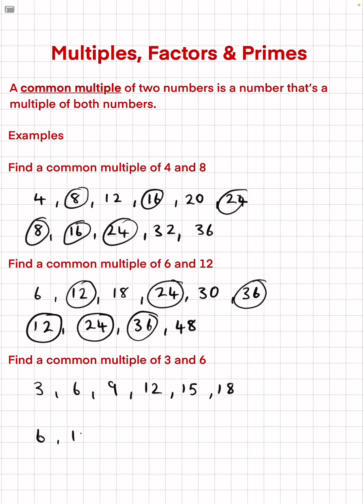6, 12, 18, 24. So a common multiple of 3 and 6 is 6, 12, and 18.